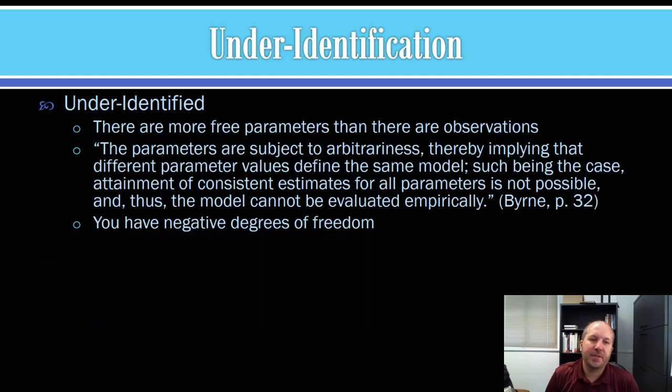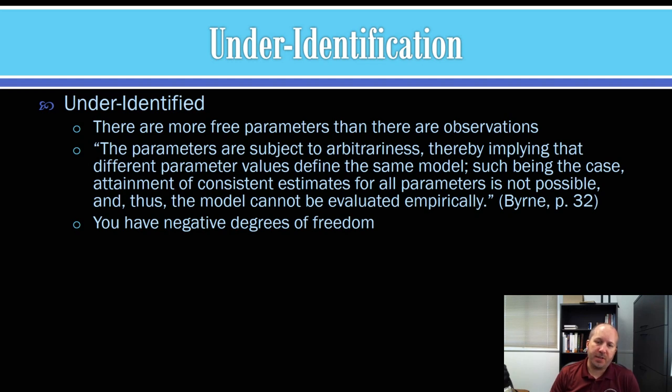So under-identification happens when there are more free parameters than there are observations. Parameters are the pieces that are on your structural equation model, and observations consist of the variances and covariances. I'm going to go over this in pretty good detail as we move forward. So when you have more free parameters than observations, you are under-identified.